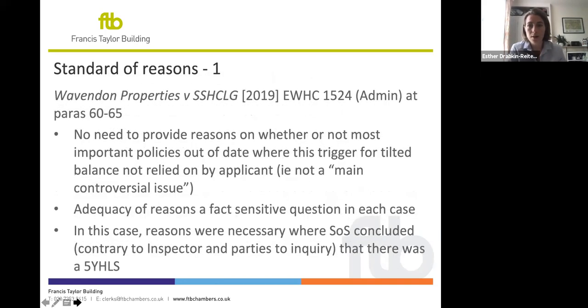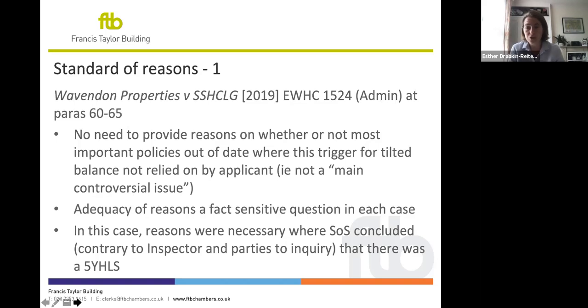So that deals with the triggers for the tilted balance. In the recent case law, there's also been some explanation of the standard of reasons that are necessary in tilted balance cases. So Wavendon Properties I've already mentioned in the context of most important policies.